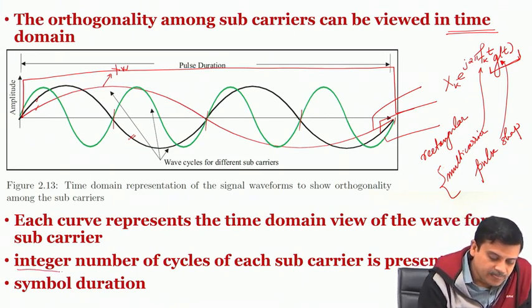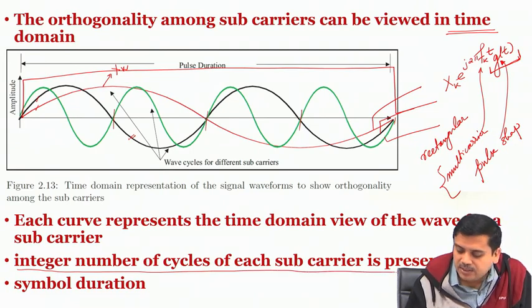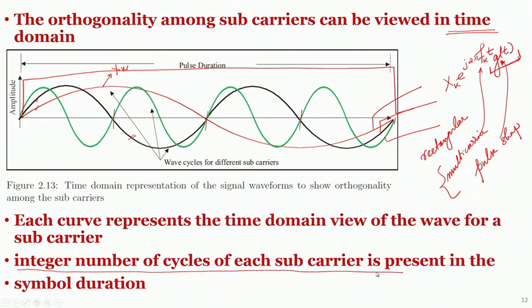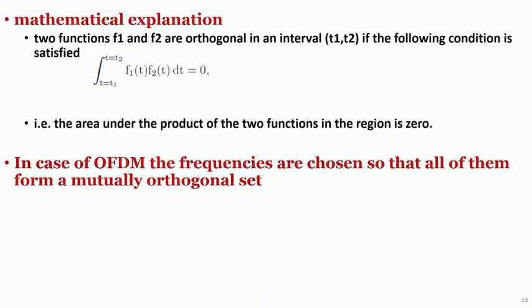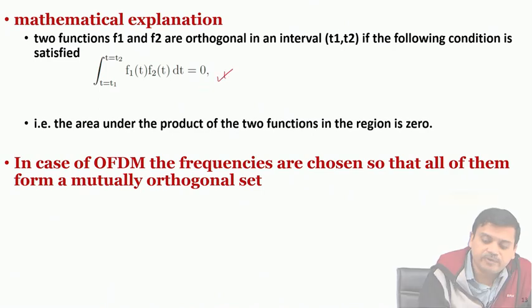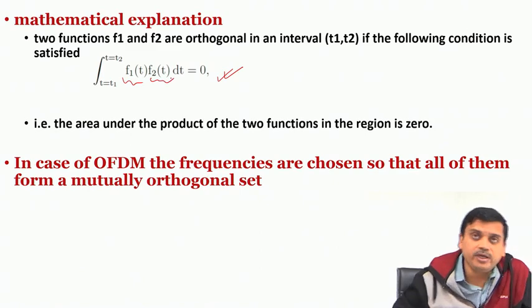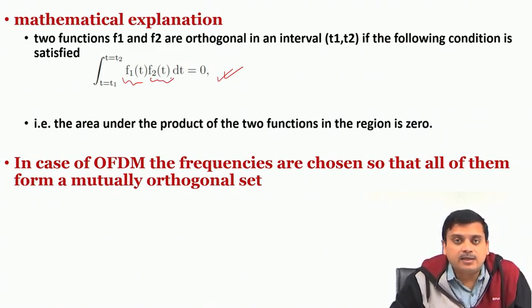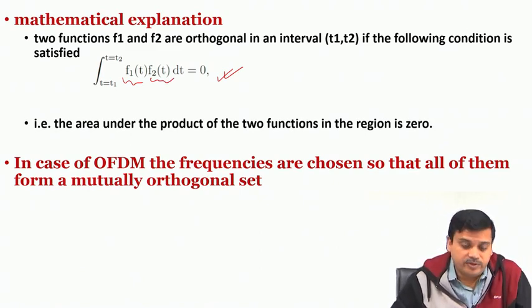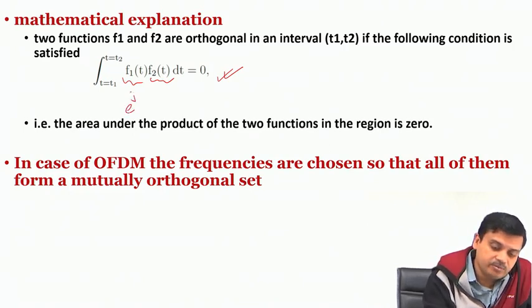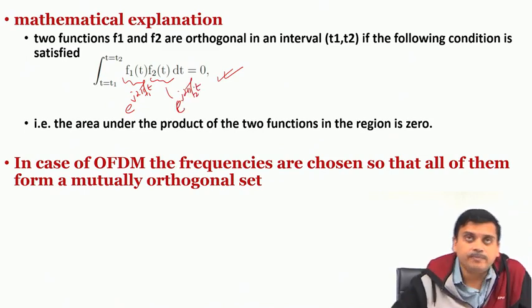So, primarily it is the integer number of cycles of each subcarrier being present which is giving the orthogonality, and this is how one should look at it when one sees the time domain picture. This orthogonality expression we have already discussed, where f1(t) and f2(t) are chosen in a manner that they are the basis functions. That means each one of them is e to the power of j 2 pi f1 t, and this is e to the power of j 2 pi f2 t, right.